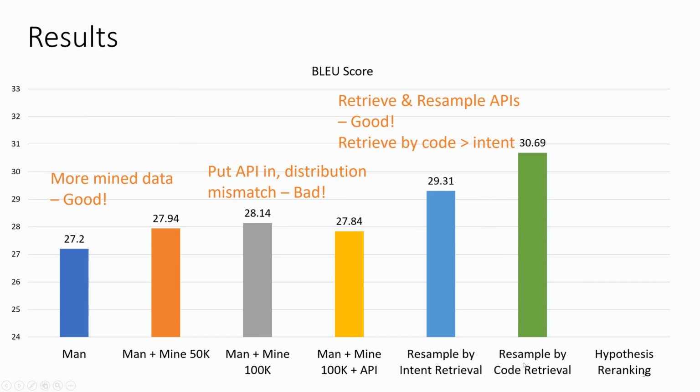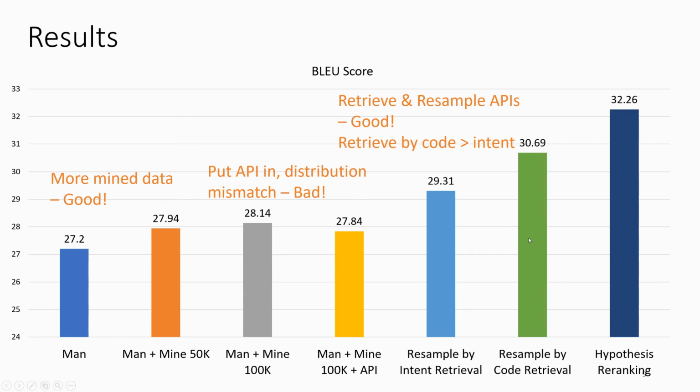We also find that resampling by code retrieval is better than resampling by intent retrieval, which actually makes sense because the code is the target of the generation in our case. We further apply hypothesis re-ranking, and we find that the improvement is orthogonal to our proposed strategy.